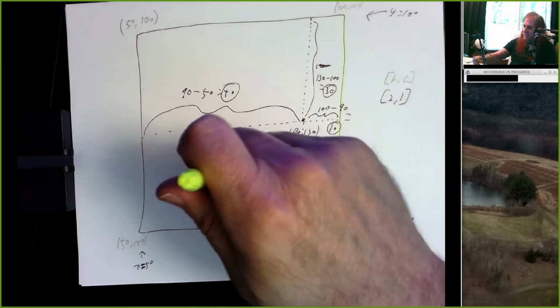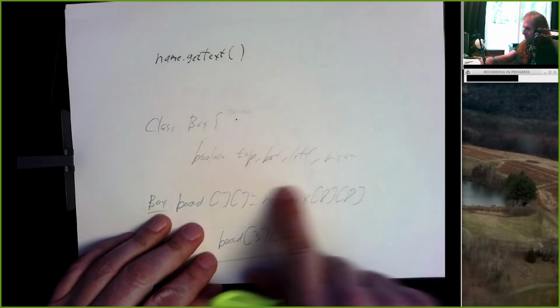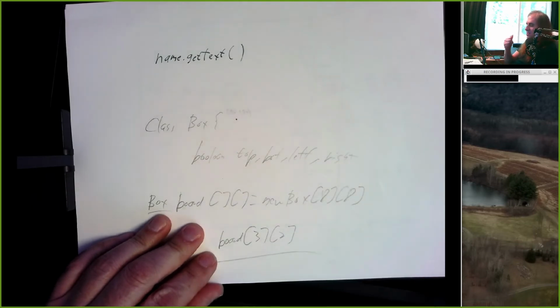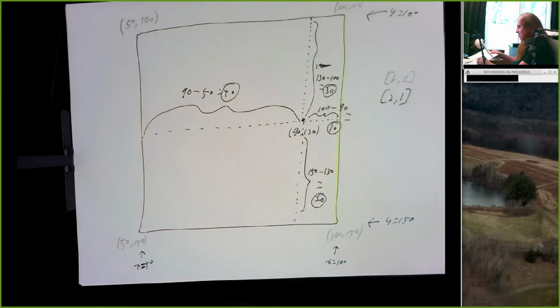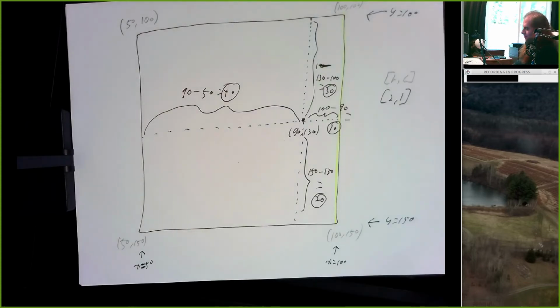So now I can check this box's right flag. So go in and look at the Boolean for right. And if it's not set, if it's false, it means nobody has clicked that line yet. I'm going to go ahead and mark that line clicked.